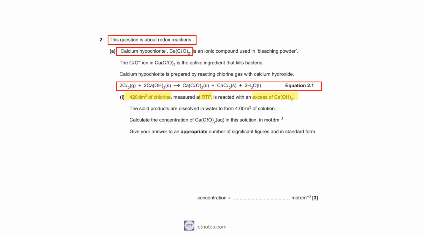The solid products are dissolved in water to form 4 cubic meters of solution. We are asked to calculate the concentration of calcium hypochlorite in the solution, giving the answer in mole per cubic decimeter, with the appropriate significant figures and in standard form.